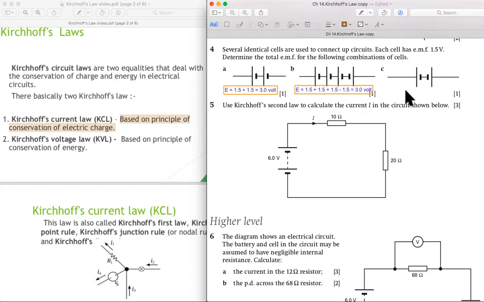Okay, what about C? C is in opposite position, in opposite polarity. So it means this is negative. 1.5 minus 1.5 equals to 0. 0 volt. Okay, that's it.